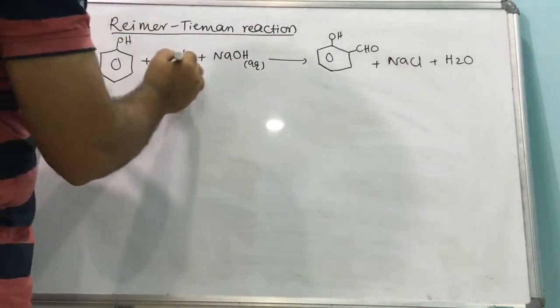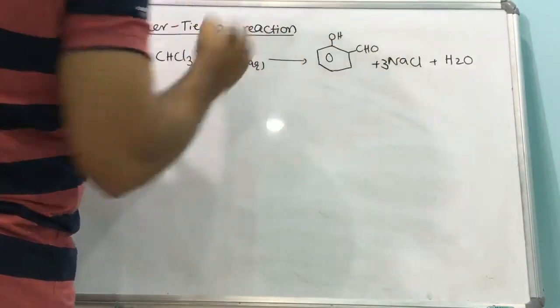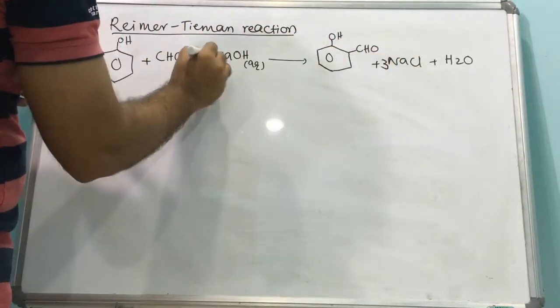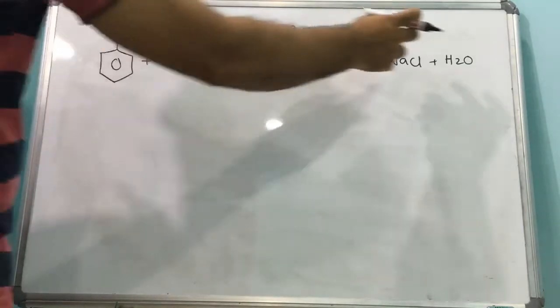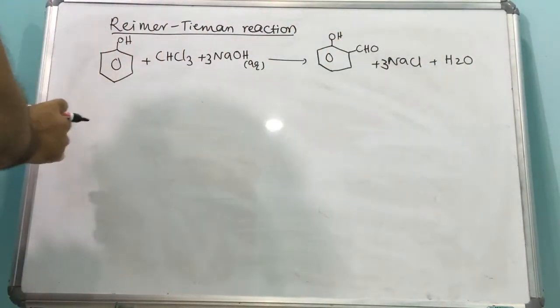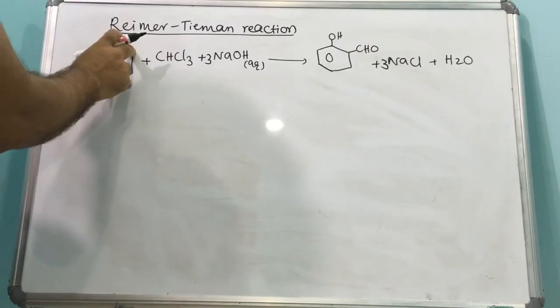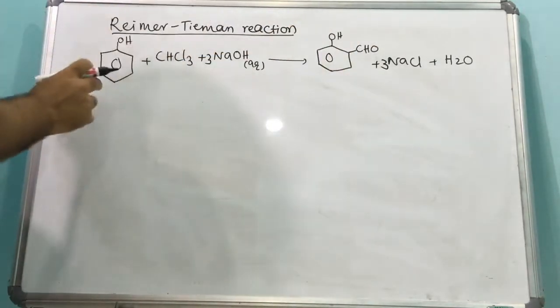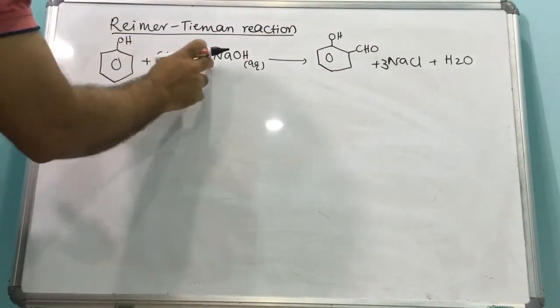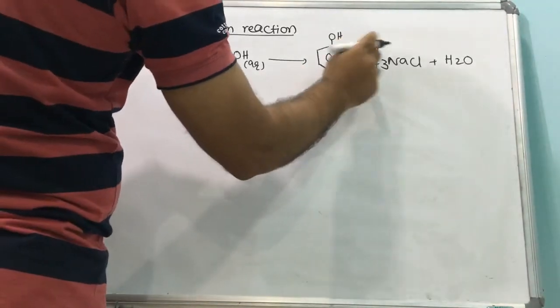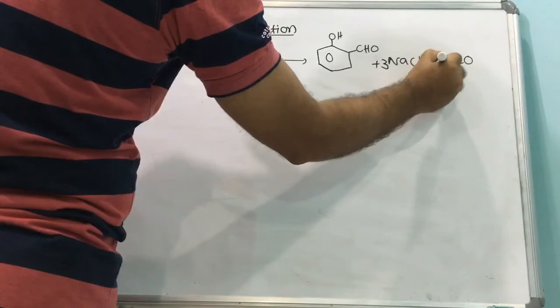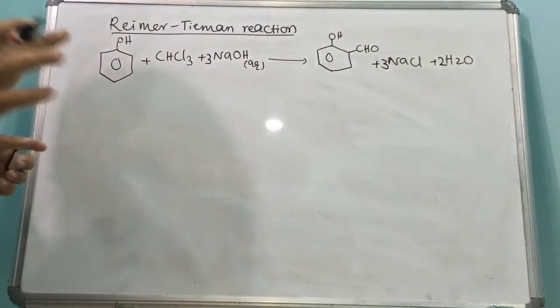Balance it. 3 chlorines are there, then 3. Next, 3 sodiums are there, then 3 sodiums. I think everything is balanced. Then here H2O. Here one hydrogen, because the ortho position is substituted with the aldehyde group. One hydrogen, two hydrogen, and here three hydrogen. Total 5 hydrogen. So here one hydrogen is already there. Then we can write here 2. 2 into 2, 4, and everything is balanced.